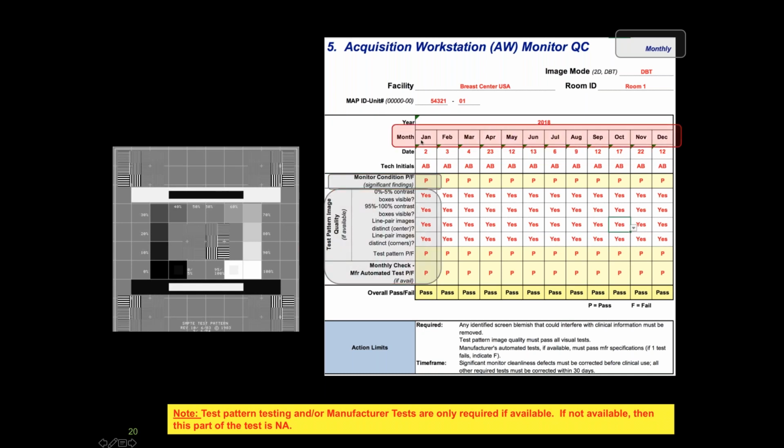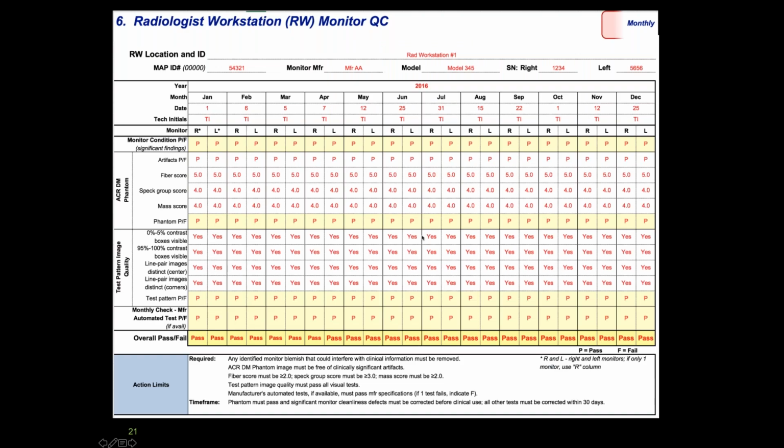And then an entire year is on a single page, January through February. So this is an example, like my previous examples, of an entire year's worth of data filled out. So it looks like a lot, but it's an entire year. Okay, so this is the radiologist workstation QC. Again, it's an entire year of data, so it looks like a lot.